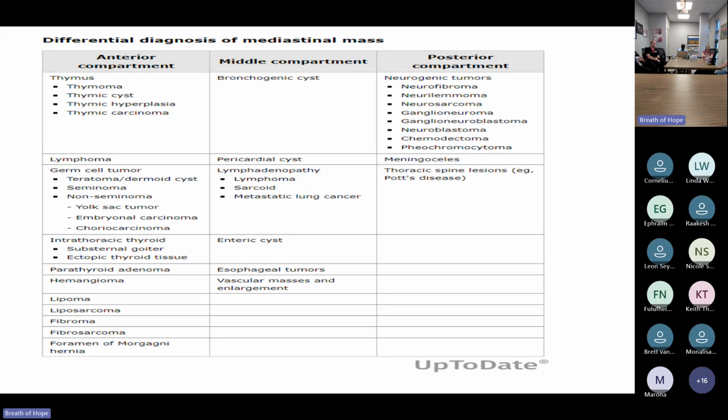Those that can present are teratoma, adenoid or dermoid cyst, seminomas, or non-seminomas, and then yolk sac tumors, embryonal carcinomas, and choriocarcinomas. Choriocarcinoma we've seen more in females during pregnancies as compared to males, but again, it does exist in males. The intrathoracic thyroid will be substernal goiter and ectopic thyroid tissue in the mediastinum. Of course, miscellaneous will be parathyroid adenoma, hemangiomas, lipomas, liposarcomas, fibromas, fibrosarcomas, and Morgagni hernia.